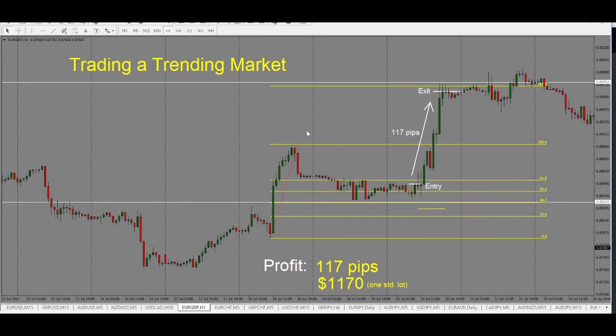stay with the trade, the first target being the high here, and then we see that the price has broken through this high with momentum. So we stay with the trade and we continue on with the trade till we see that the price starts to go sideways and it's not able to break the high anymore. From entry to exit here, we get 117 pips in the trade. So our profit is 117 pips or $1,170 if trading one standard lot.